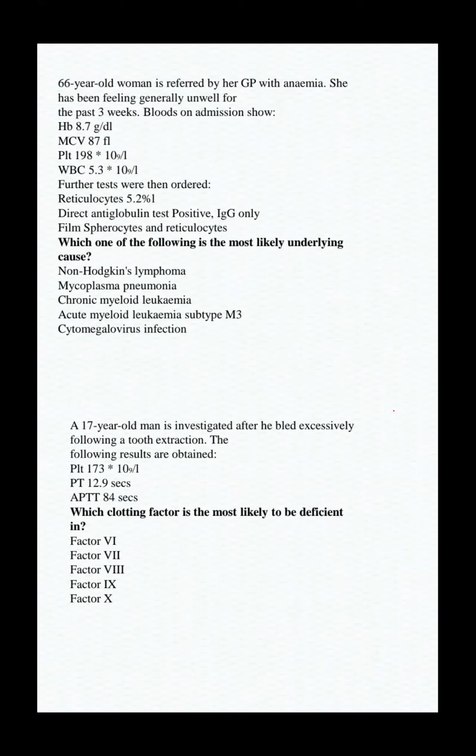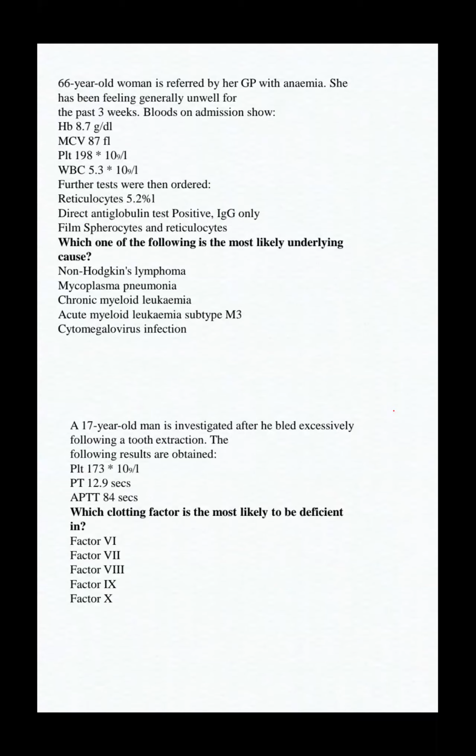A 17-year-old man is investigated after he bleeds excessively following a tooth extraction. The following results are obtained: platelet 173, PT 12.9 seconds, APTT 84 seconds. Which clotting factor is most likely to be deficient? Factor 6, factor 7, factor 8, factor 9, factor 10.